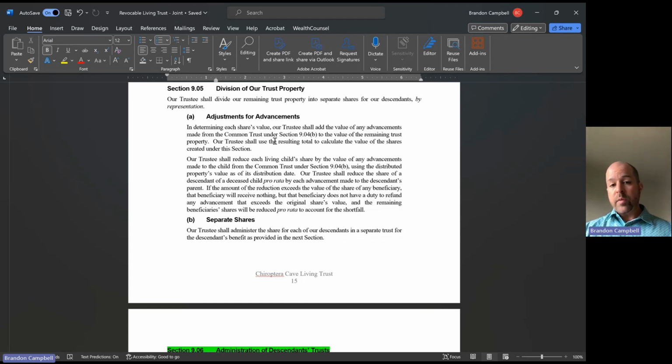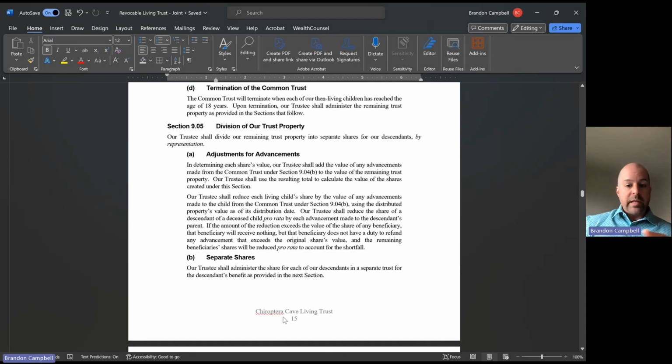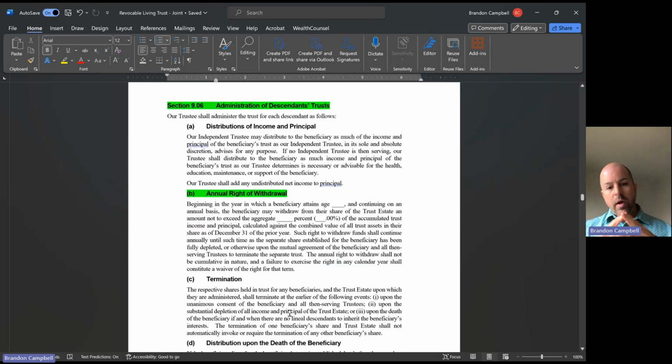In other situations, we might leave something to someone, but then say it's not going to pass by representation for them. So we'll usually define that in here, usually in the administration of trusts section below. But we might say something along the lines of, I'm going to leave this to you, let's say Susie. But Susie, if you pass away, then I'm actually going to take whatever's left and direct it somewhere other than to your family members.